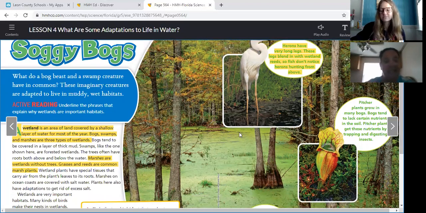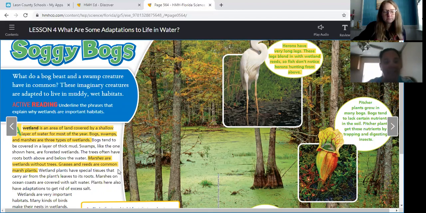A wetland is an area of land covered by a shallow layer of water for most of the year. Bogs, swamps, and marshes are three types of wetlands. Bogs tend to be covered in a layer of thick mud. Swamps, like the one shown here, are forested wetlands. The trees often have roots both above and below the water. Marshes are wetlands without trees. Grasses and reeds are common marsh plants.